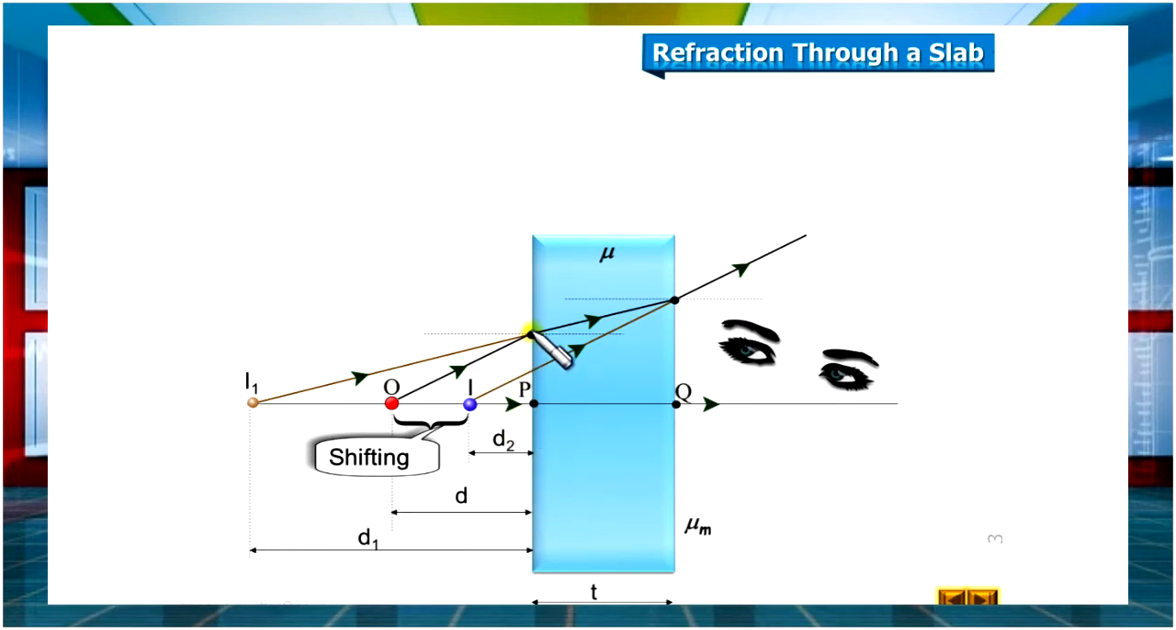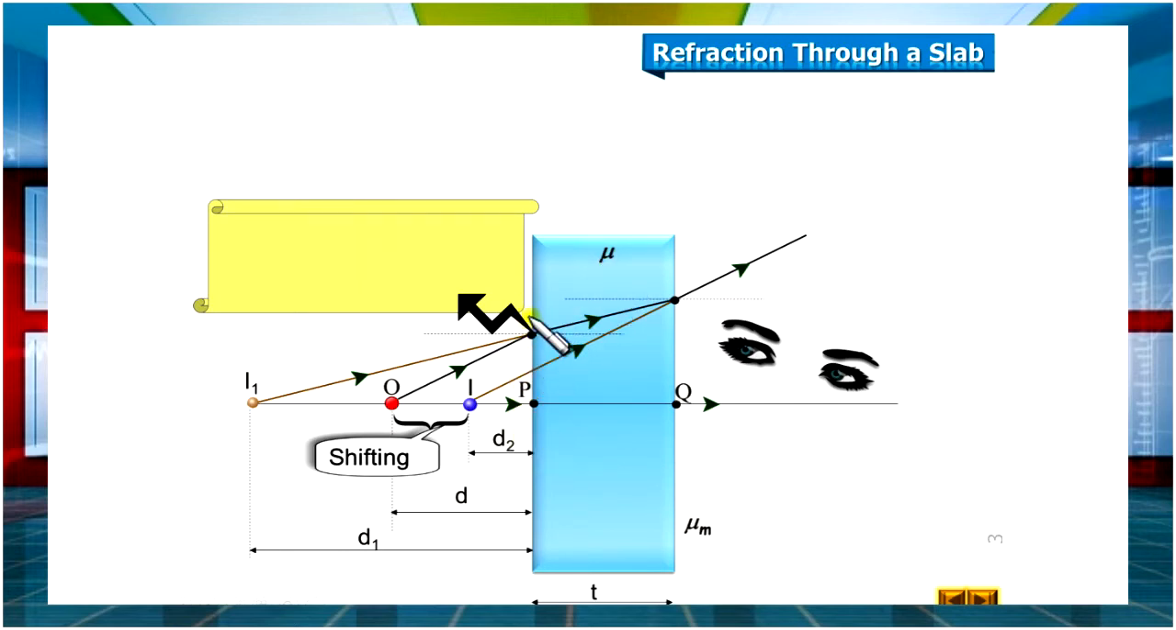Here, first consider at this position the refraction through the left surface. We can consider the real depth and apparent depth formula. We know this is the first medium and this is the second medium. We consider the first medium from where the ray starts, and the second medium where the ray moves. So this is the first medium. Refractive index of the first medium is mu m, and refractive index of the second medium is mu.